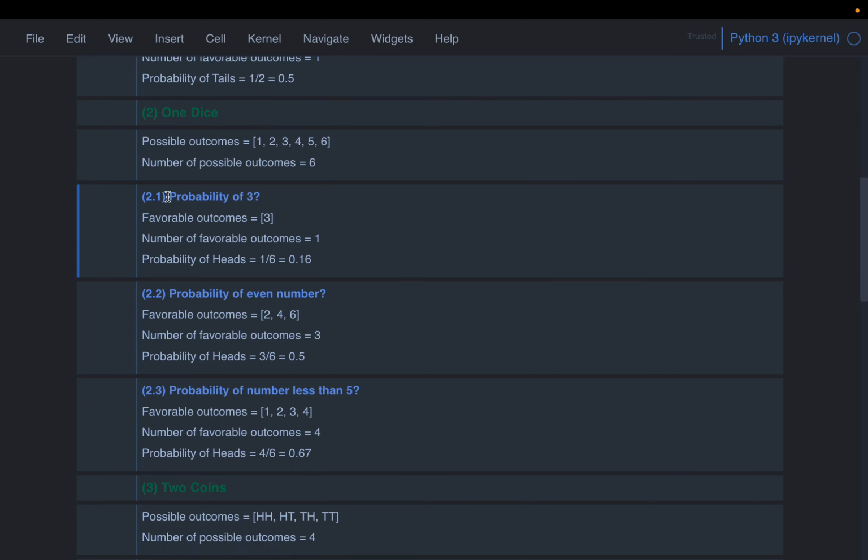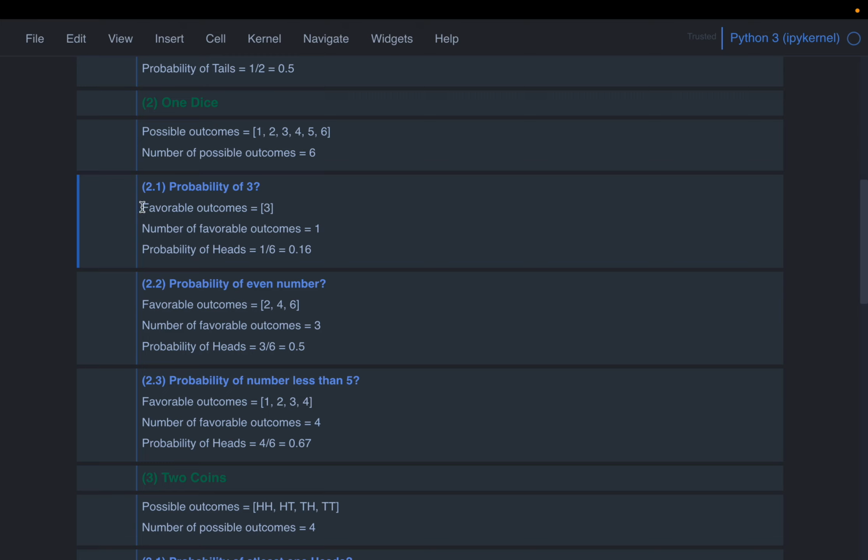So the first question we are asking: what is the probability of getting 3 on the top face? The favorable outcome is only 3, right? Only 1. So the number of favorable outcomes is only 1, which is just this 3. So the probability is 1 divided by 6, about 0.16. So in every 6 rolls, we will get 1 with value 3 on its face. That's what this 0.16 means.